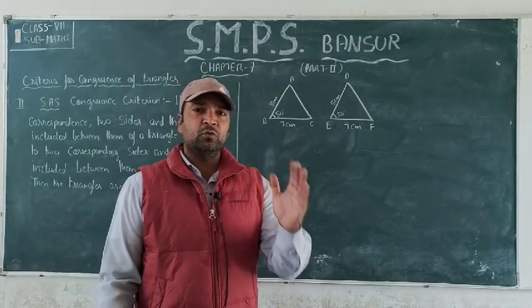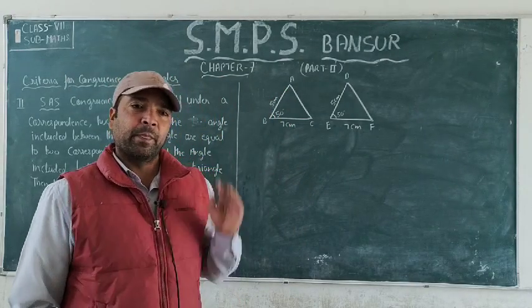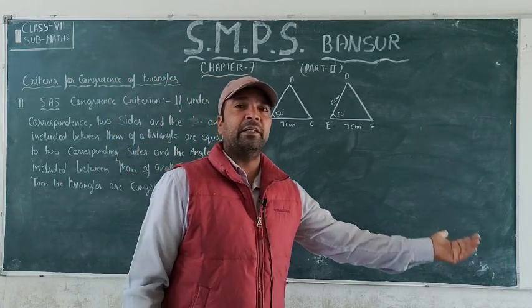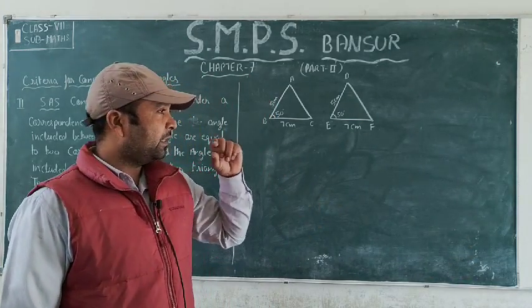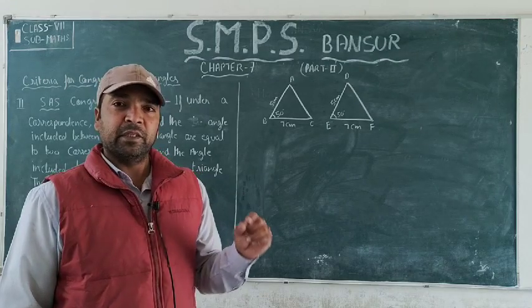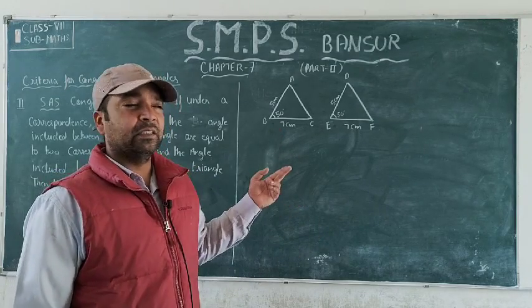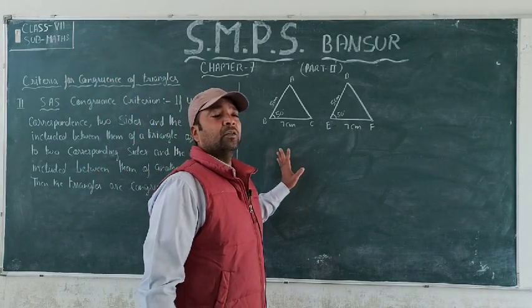This means two sides and the angle between them of one triangle are equal to the two sides of the other given triangle and the angle included in them. If they are equal, then we can say that two sides and one angle are equal, so the given triangles are congruent.